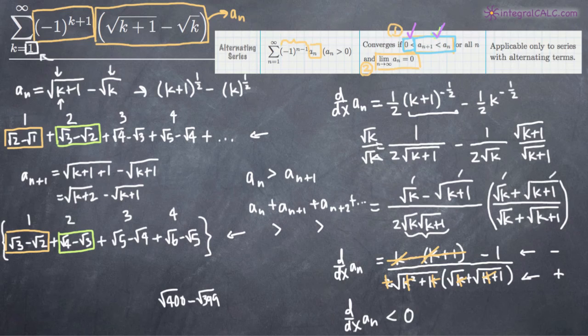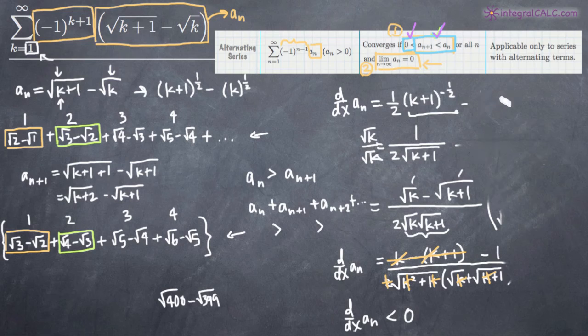So now all we need to do is determine whether or not the limit of a sub n as n goes to infinity is equal to 0, number 2. If we can prove that, then we know that this series converges. So let's go ahead and look at that. I'm going to just erase this stuff here so I've got some more room.